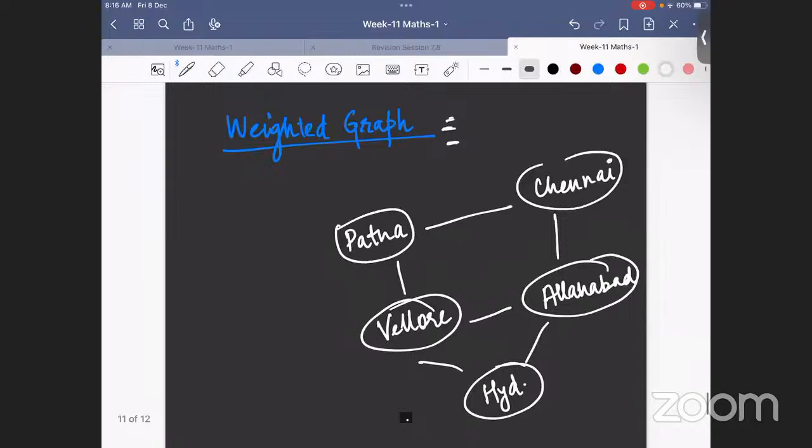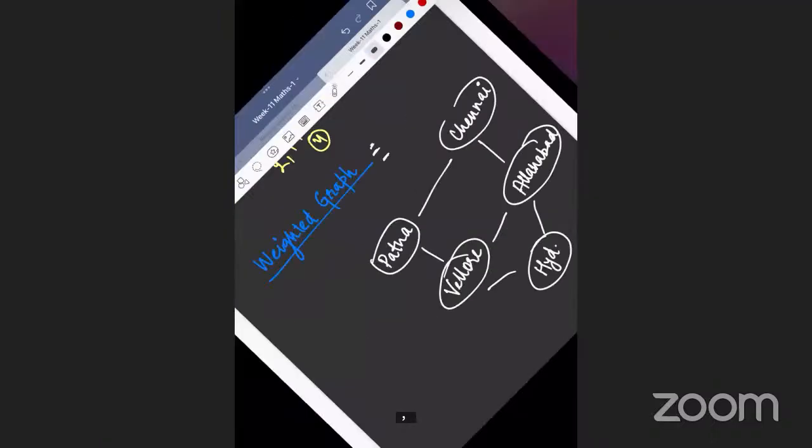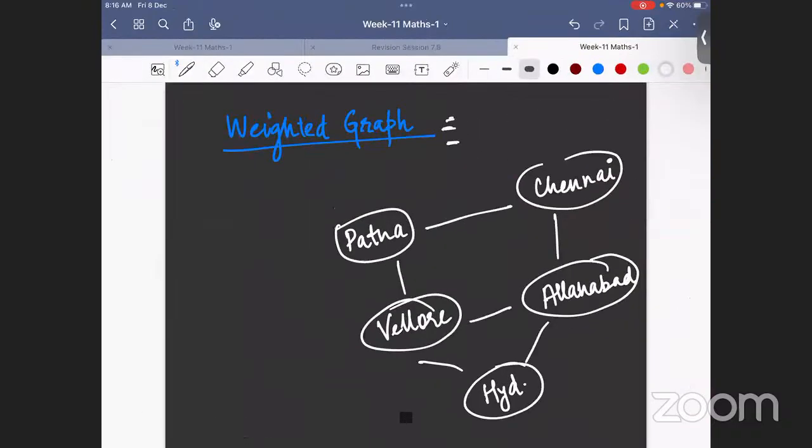If you have not been given the weights, the thing you can infer from here is that there is some flight, so you can reach from Patna to Chennai. I haven't given any direction either, so I can think that we can reach from Patna to Chennai and also from Chennai to Patna, or from Chennai to Allahabad. There is some method by which you can reach there.